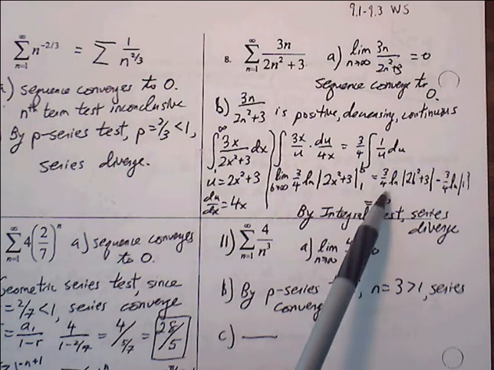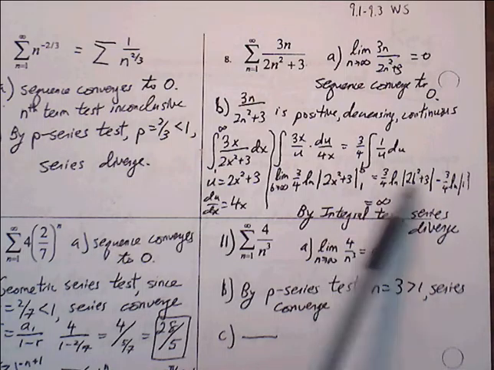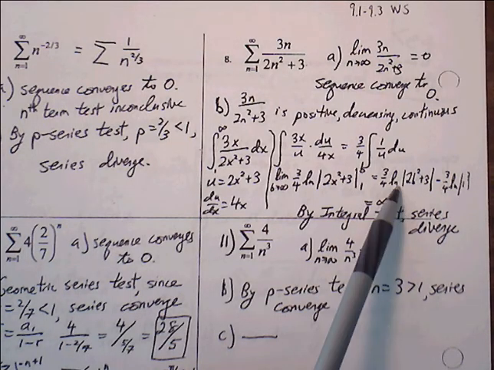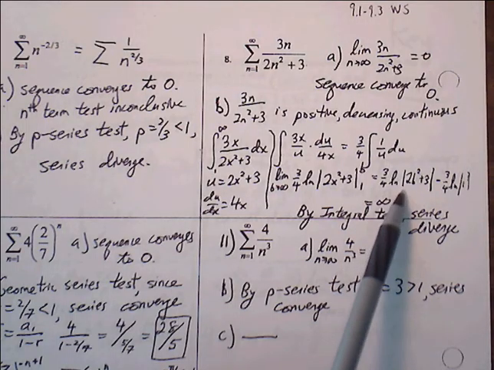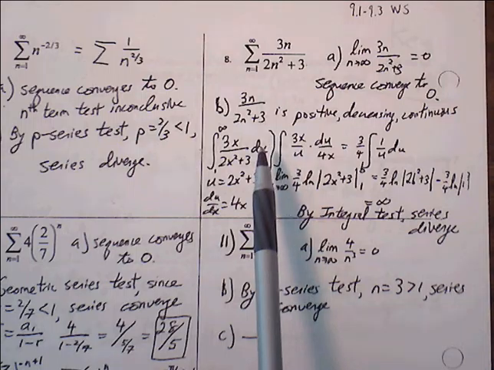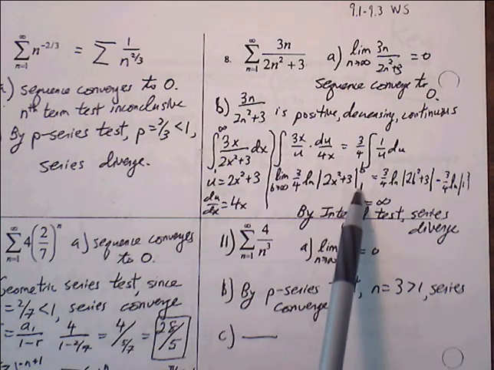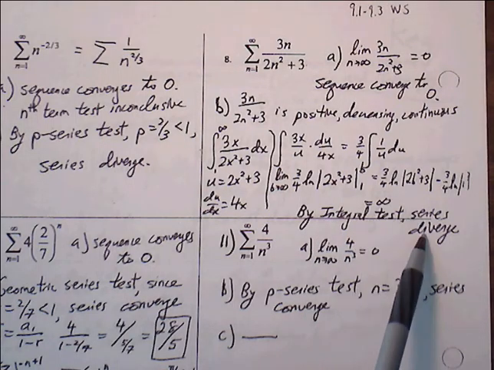Evaluate the upper and lower bounds. Plug in b representing infinity, and then the lower bound. If we evaluate the limit as b approaches infinity, we're going to see that this expression will go to infinity. So if the definite integral diverges, then by the integral test, our series must also diverge.